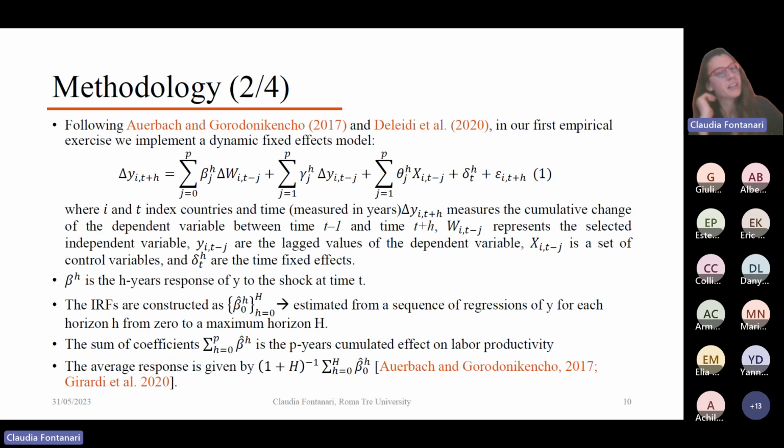The first model that I estimated, the one in equation 1, is a dynamic fixed effect model where we have the dependent variable, which is the cumulative change of labor productivity between time t-1 and time t plus h. W is the variable of interest, which is different in each equation. Then we have the lagged value of the dependent variable and a set of control variables which include all the determinants of the Sylos Labini productivity equation different from the variable of interest.